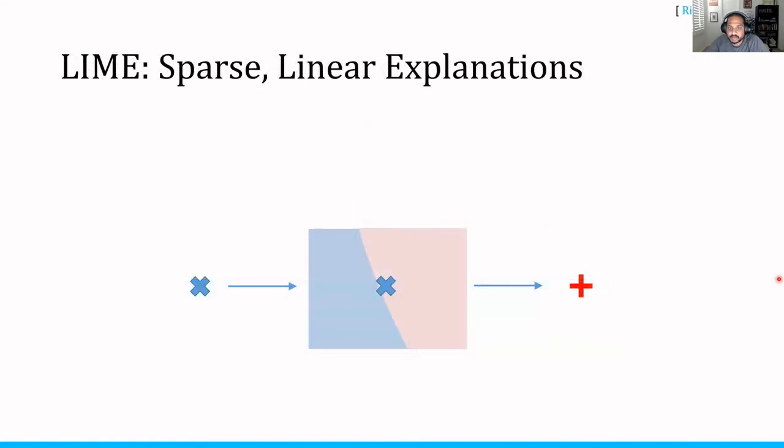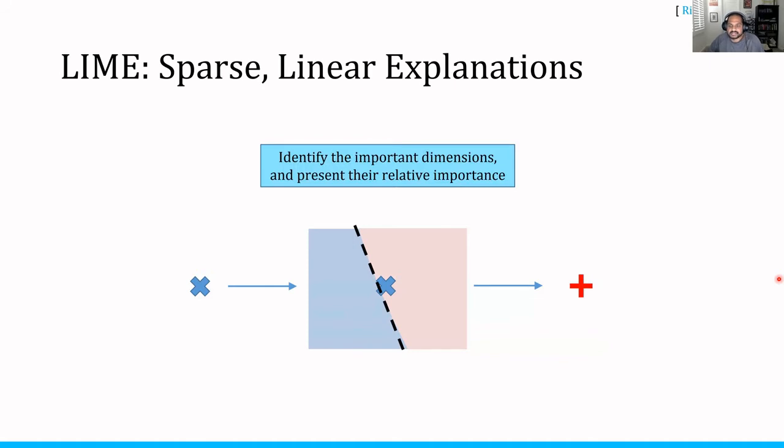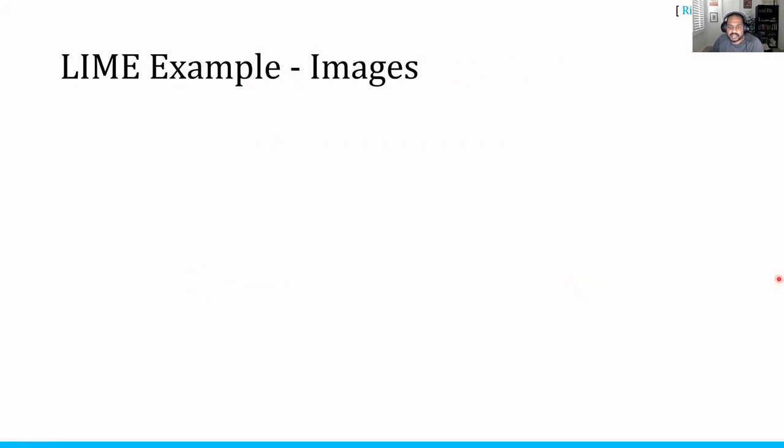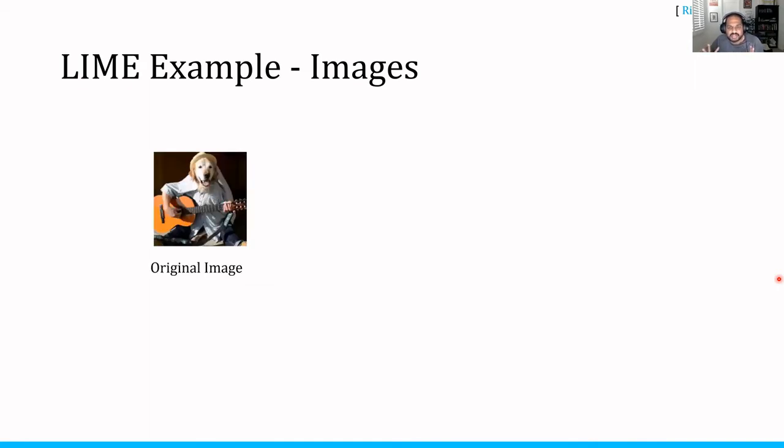So the first method I'll talk about is called LIME, that we introduced about 5 years ago at this point, which presents sparse linear explanation. What that means is we are essentially going to draw a line that identifies what the important dimensions are. That's the sparsity part, and presents the relative importance. That's the linear part. So here's what an example looks like. This is kind of going to be a run through of what LIME actually does. You have an image here of a dog playing a guitar, and the model says, oh, it's a Labrador with a fairly high probability of like 20%.